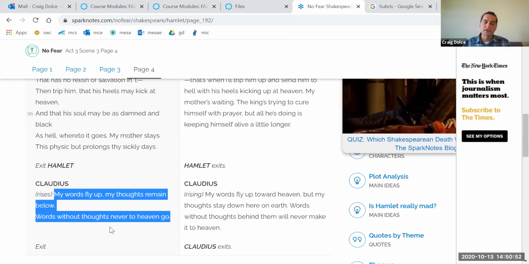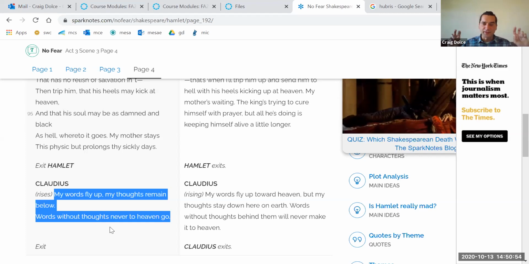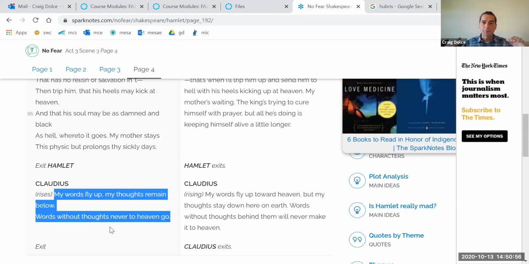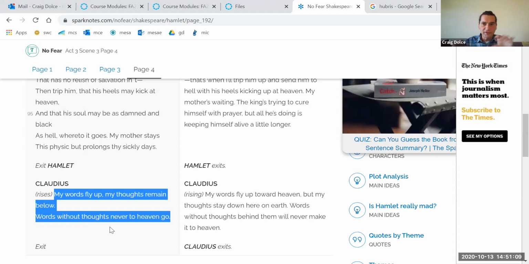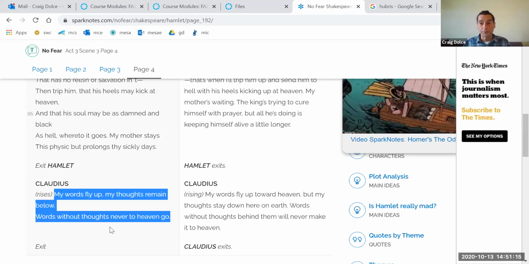What does Shakespeare use here besides rhyme? He also uses antithesis, which is that figure of speech with opposition for emphasis. My words fly up, my thoughts remain below. Then he used that reverse structure, words without thoughts never to heaven go. Normally we'd say would never go to heaven. But remember, when you're reading Shakespeare, sometimes he moves the words around in the sentences and phrases so they rhyme, because it's really cool to speak in rhyme.